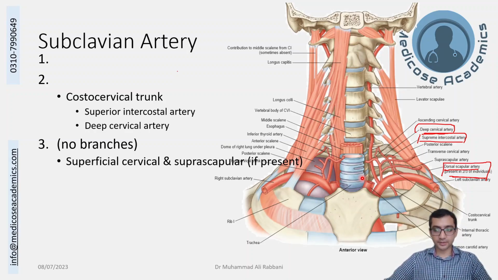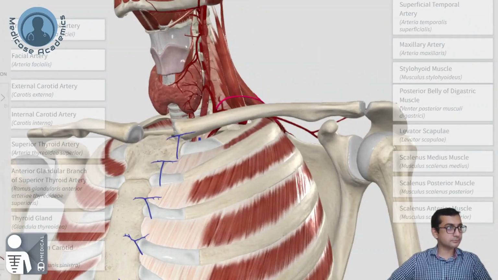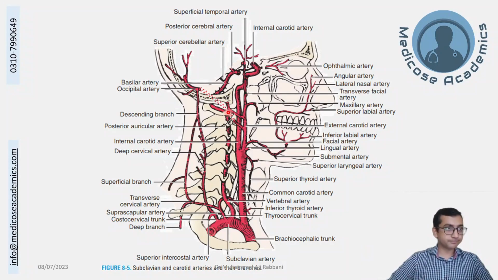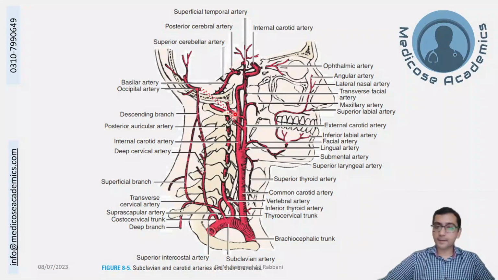So this is about the branches of the subclavian artery. Let's talk about the veins. So here is a picture. Okay, here is the picture that is summarizing all of these things.